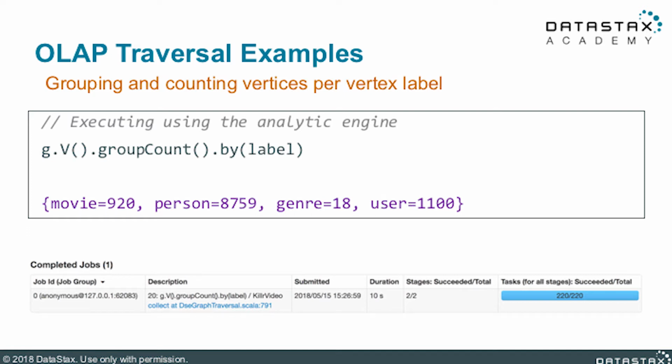It may not be obvious to you, but this particular traversal was routed to the DSC graph frames engine. I can tell based on the DSC graph traversal.scala file in the description. Indeed, this traversal is a simple scan query and meets all the requirements for the OLAP query routing optimization we discussed earlier.